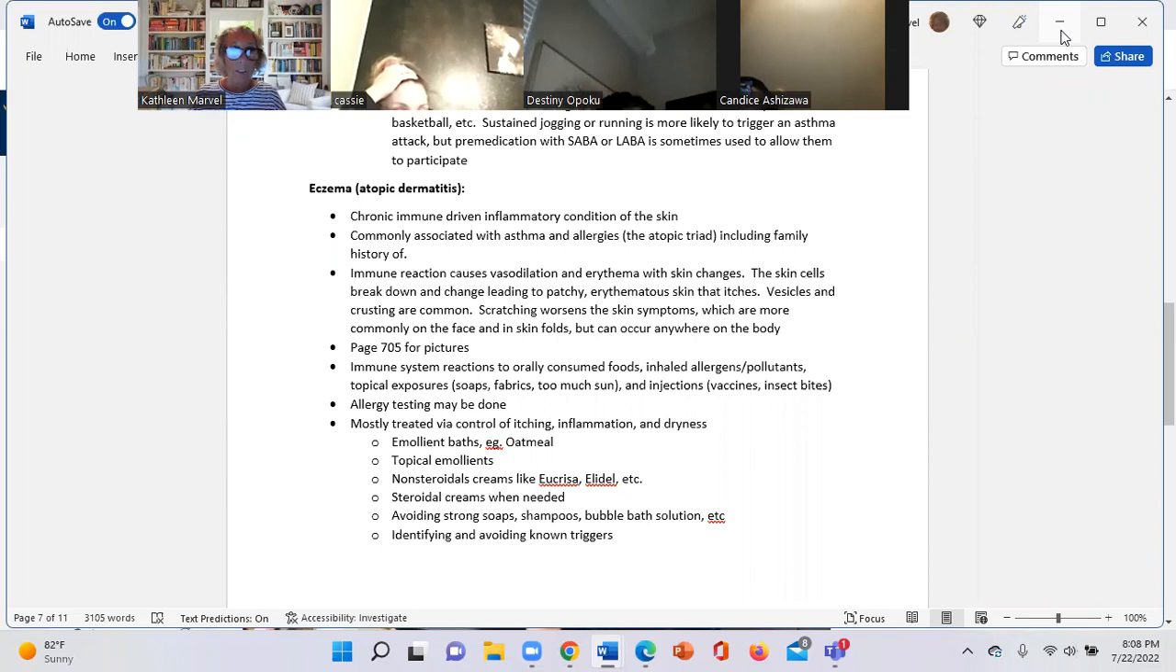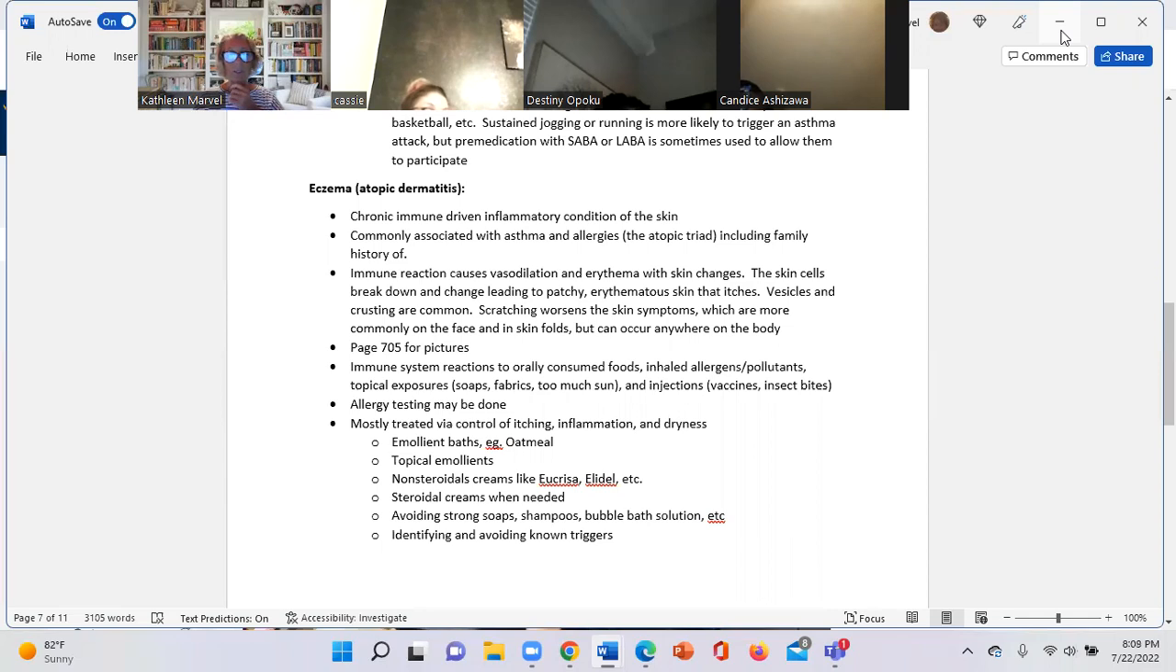Sometimes allergy testing is done if rashes are commonly associated with asthma and allergies, right? So you go for allergy testing. So the immune system reacts to orally consumed foods, inhaled allergens, pollutants, topical exposures, soaps, fabrics, insect bites. Talked about allergy testing.